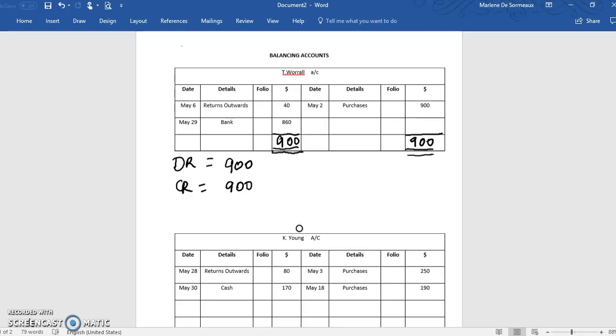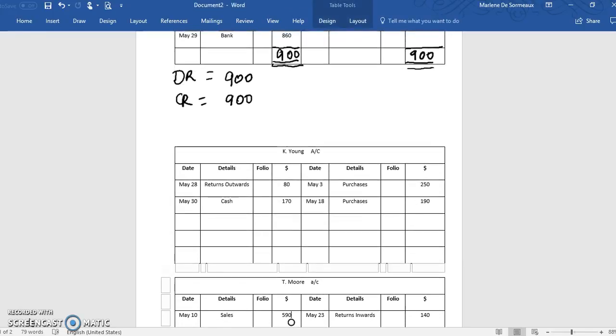So what happened here is that we owed T-Worrell $900, and now we paid off $860 but returned $40. So there's no more debt that we are owing to T-Worrell. So you get the debit side equal to the credit side. So let's go and do the next account, K Young.